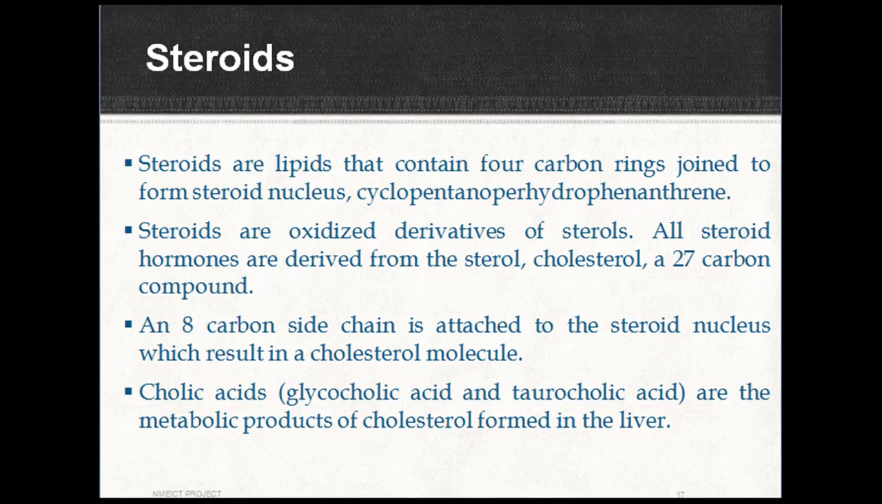Cholic acids are the metabolic products of cholesterol formed in the liver. These are released to the gallbladder where they form bile salts. Vitamin D, a fat-soluble vitamin, is derived from the sterol.